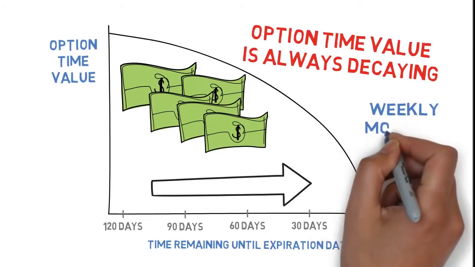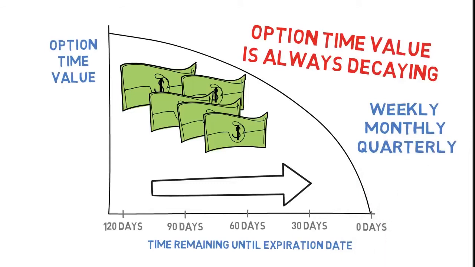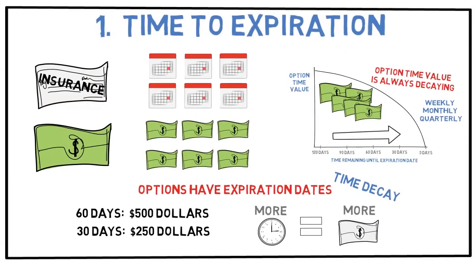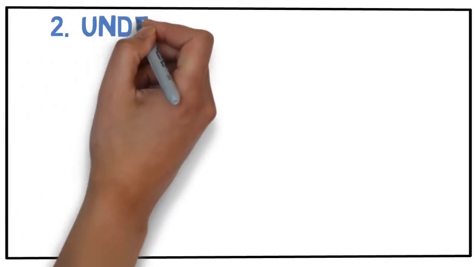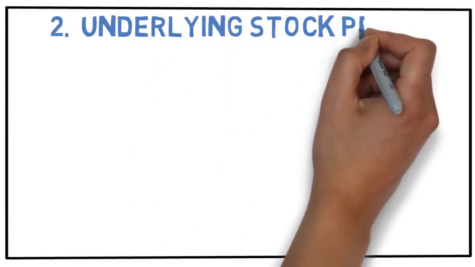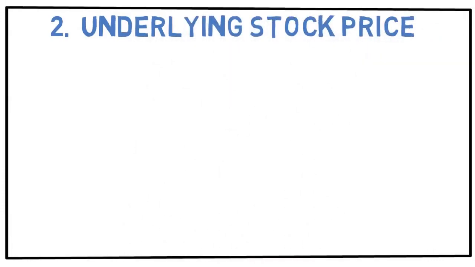Most stocks have options with weekly, monthly, and quarterly expirations, and you can choose whatever expiration you want to trade in. And in some of my other videos, I talk about the best expiration that provides the lowest risk and the highest returns, so be sure to check those out. So the second factor that goes into option pricing is the price of the underlying stock itself.